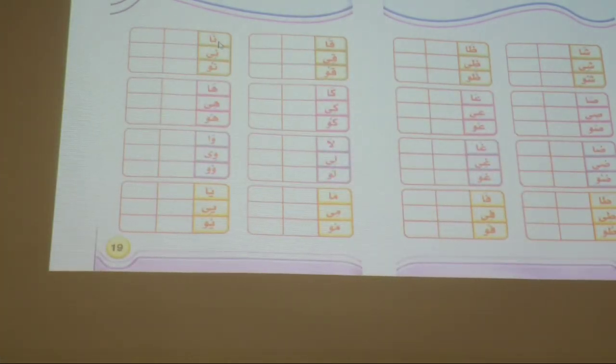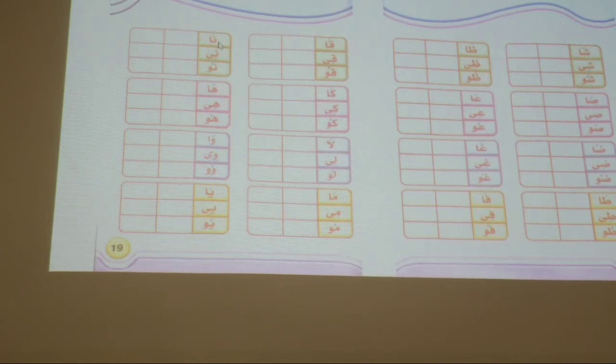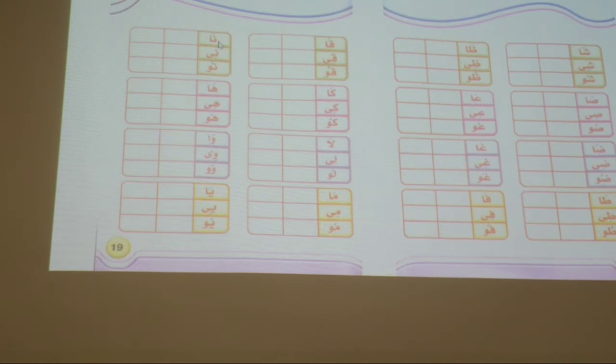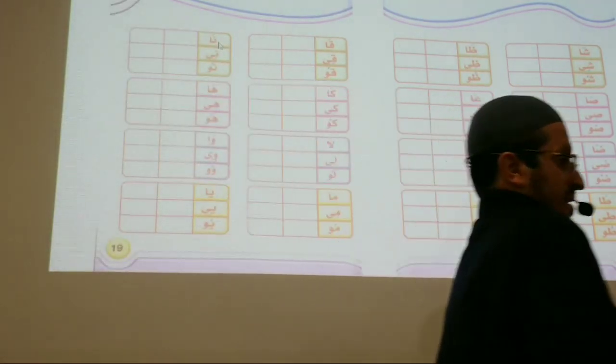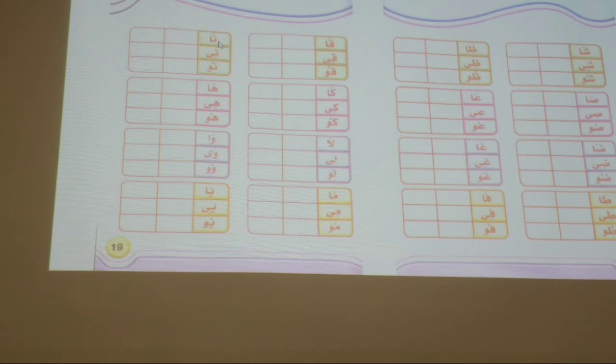So you have this, and you have this. What is the difference? This is a dal, right? Dal. And the dal doesn't connect. The noon connects. Okay? So when you see that in a word, what is it? If it's connected afterwards, then it is a noon. If it's not, it's a dal. So that takes a little bit of practice. So this is na, ni, nu.